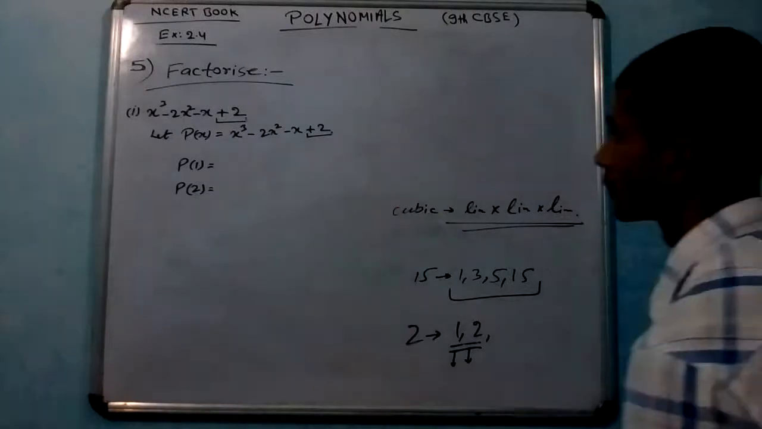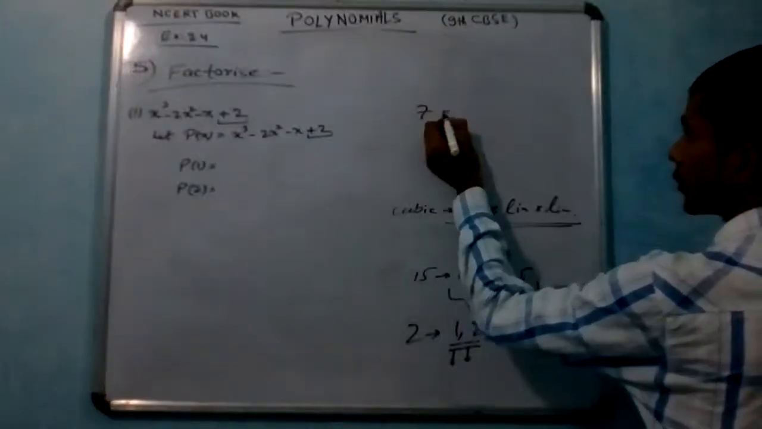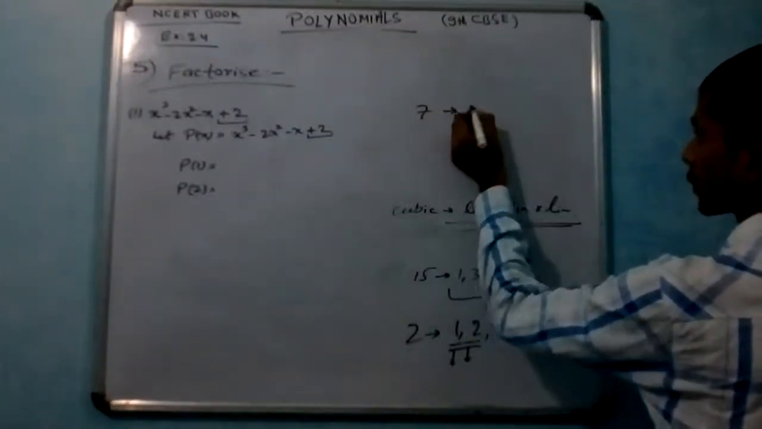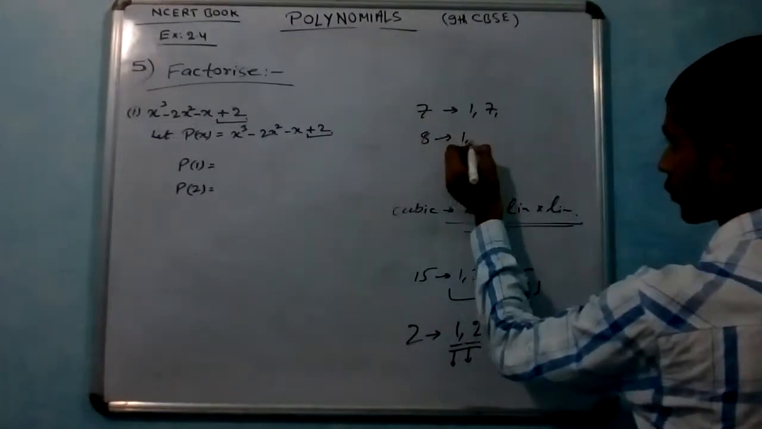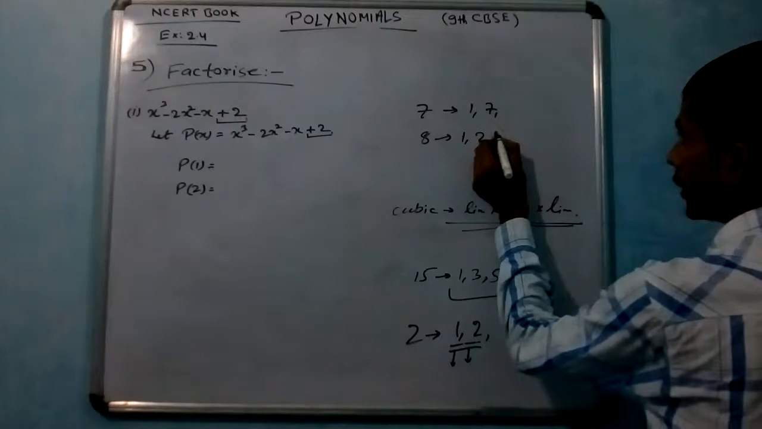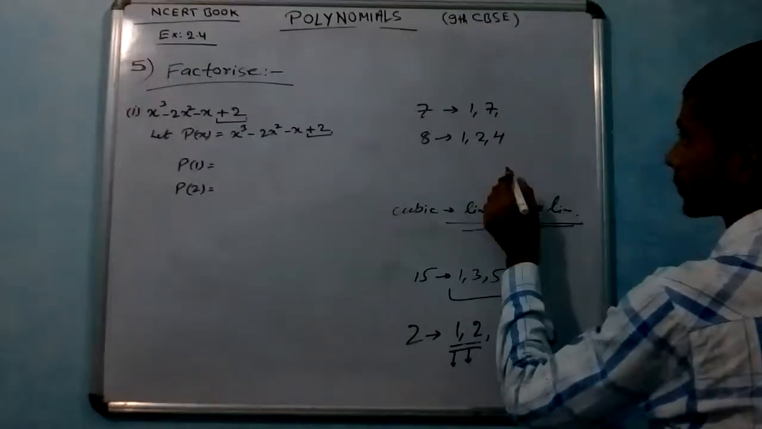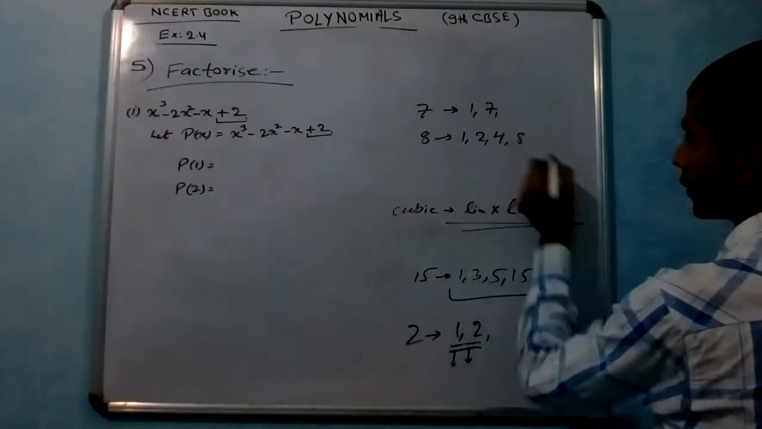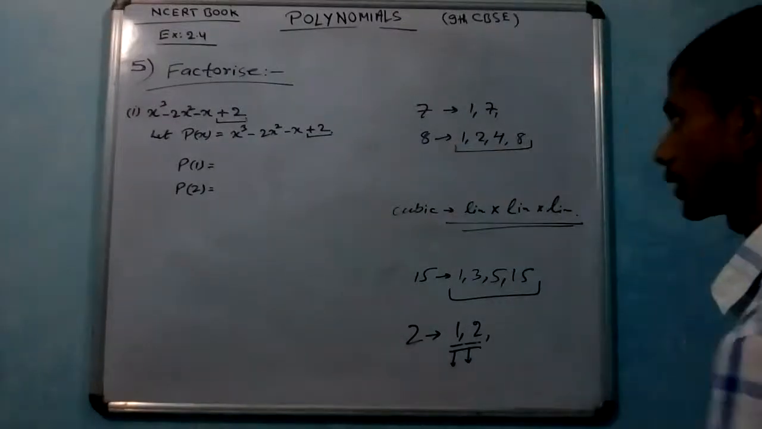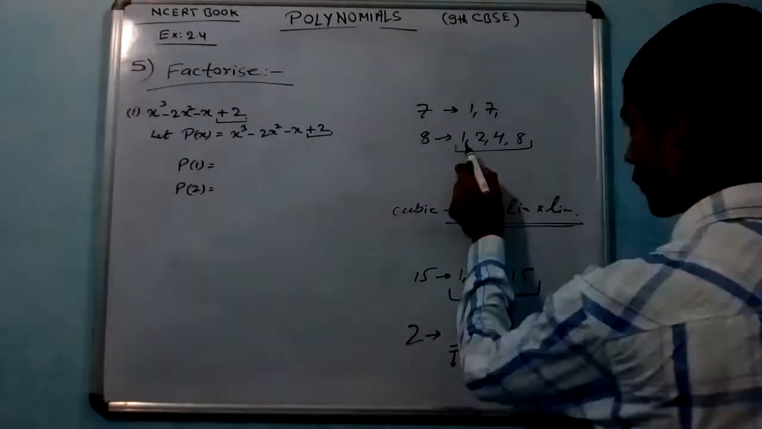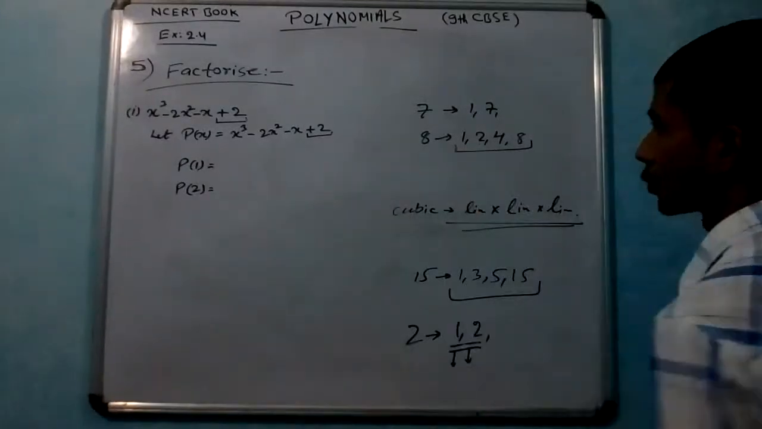Then what are the possible factors for 7? 1, 7. If it is 8, then what are the possible factors? 1, 2, 4, 8. Understood? So it is a hit and trial. We have to check for all in which we can get 0. Fine. So let us check for P of 1 and P of 2.